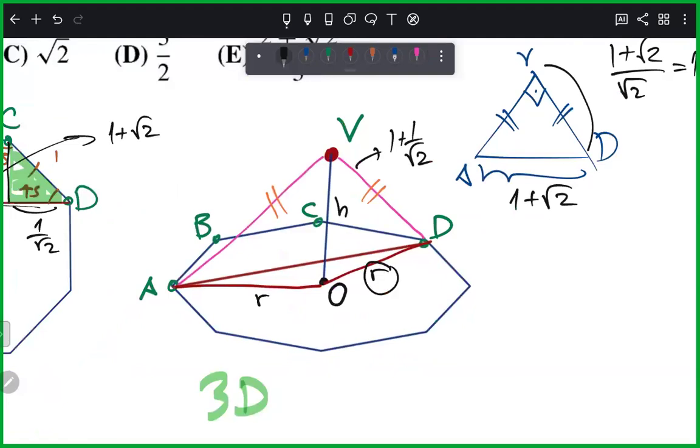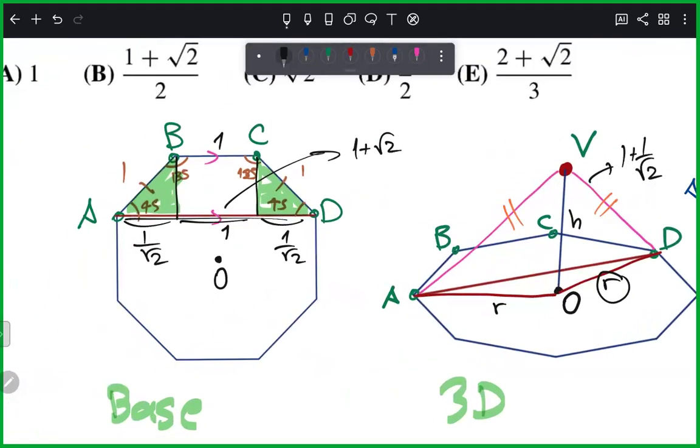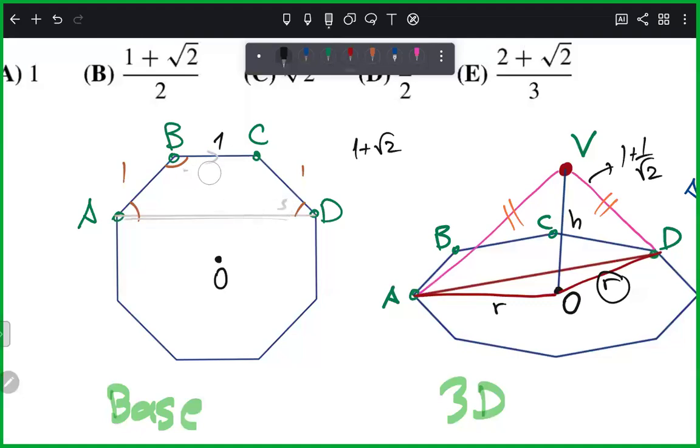Secondly, let's find R. I'm going to do it using the base, the first shape. Let me get rid of some of the angles and other drawings here, because I'm not going to need them. All I need is this, and if I draw this, this is R, and this is also R. Observe that since 360 is divided by 8, this is 45 degrees each. Hence, this angle is 90 degrees.